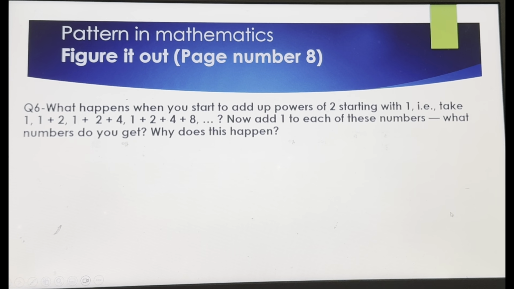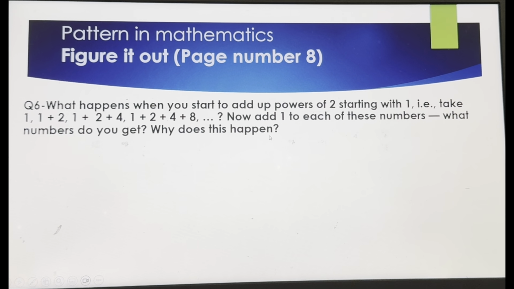Question number 6. What happens when you start to add up powers of 2, starting with 1? That is, take 1, then 1 plus 2, then 1 plus 2 plus 4, then 1 plus 2 plus 4 plus 8. Then add 1 to each of these numbers. What number do you get and why does this happen?